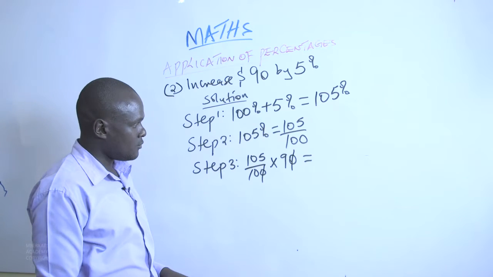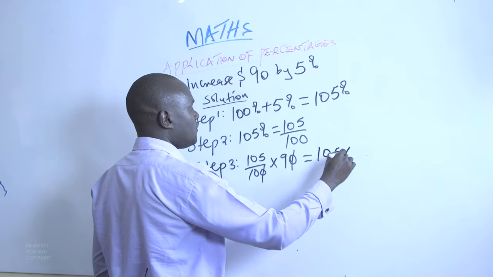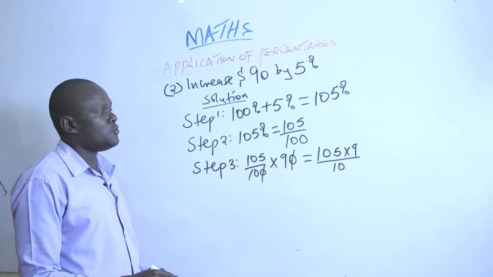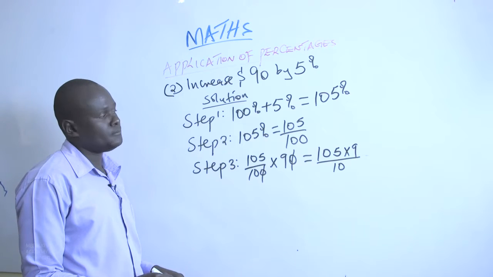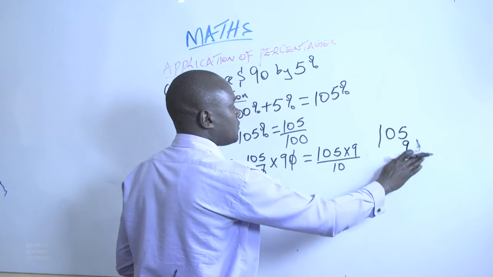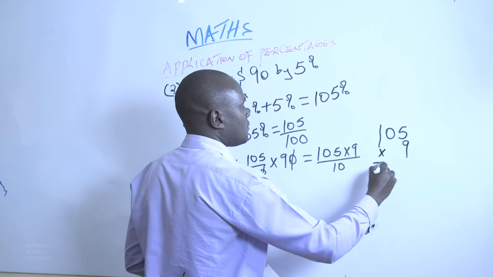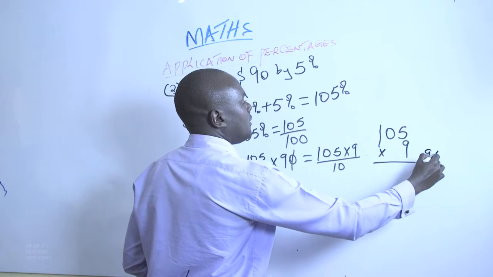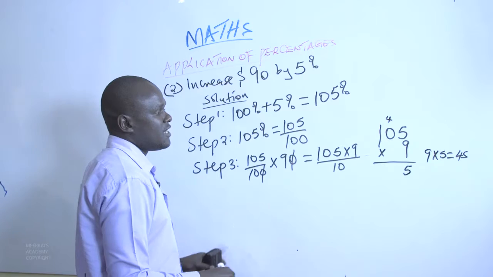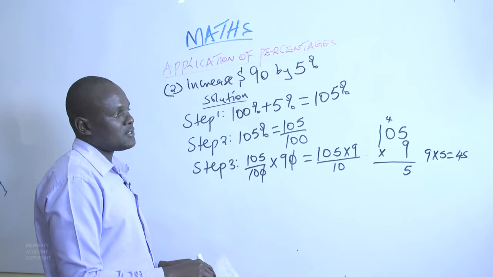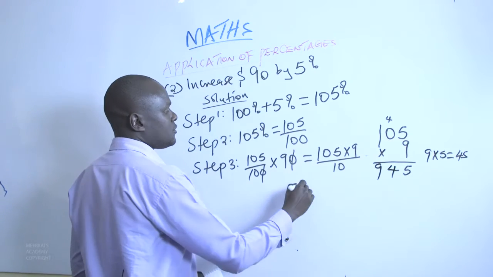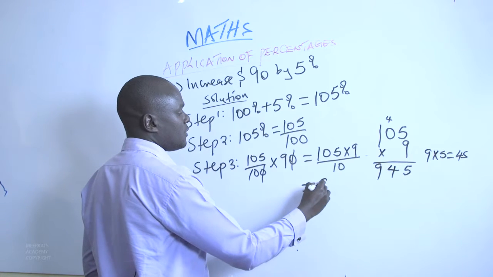This 0 and this 0 will cancel out. So we are going to remain with 105 multiplied by 9, then divided by 10. I would prefer that we carry out multiplication of the numerator first before we carry out division by the denominator. Let me arrange 105 multiplied by 9 in column form. When we multiply 9 by 5, this gives us 45. We write 5 and we carry 4. 9 multiplied by 0 is 0, plus 4, that will give us 4. And 9 multiplied by 1 gives us 9. So the numerator after multiplication is 945.